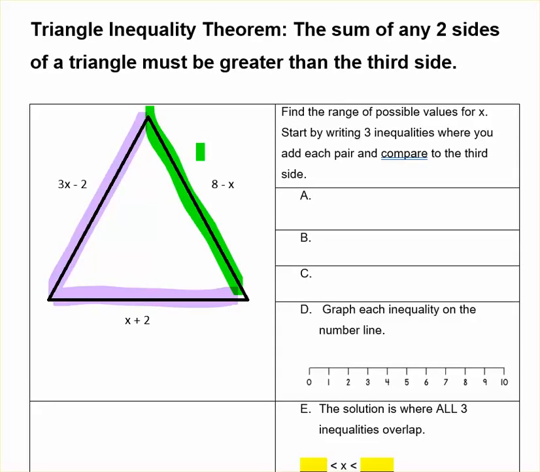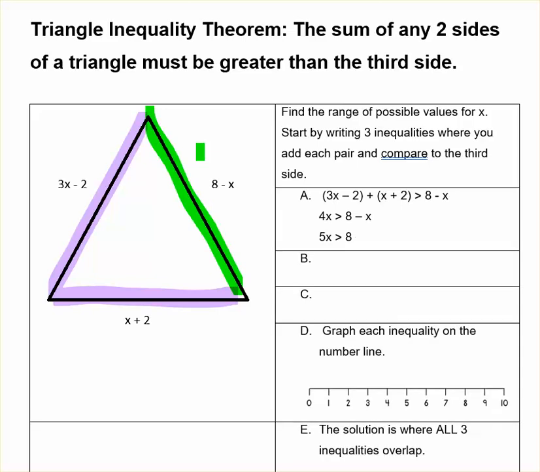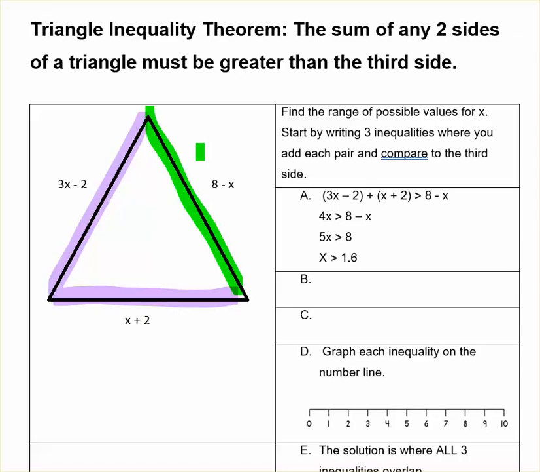Let's start by adding together the two sides that I highlighted in purple. So 3x minus 2 plus x plus 2 must be greater than 8 minus x. We can solve that inequality by combining like terms. So 4x is greater than 8 minus x. Adding x to both sides tells us that 5x is greater than 8. Divide both sides by 5, and our first set of sides tells us that x is greater than 1.6.